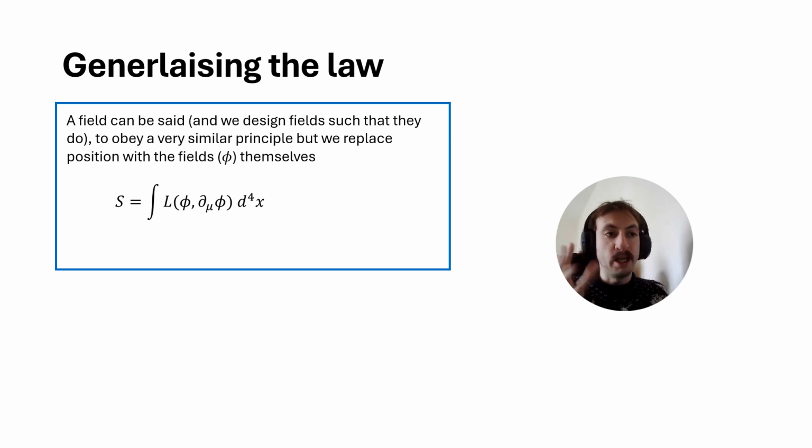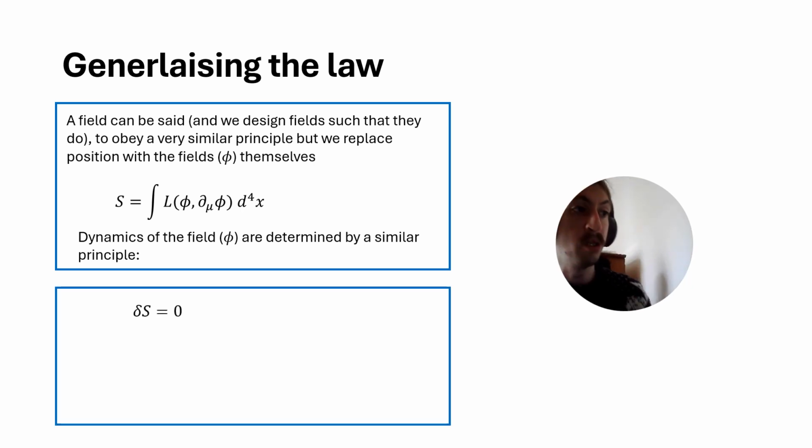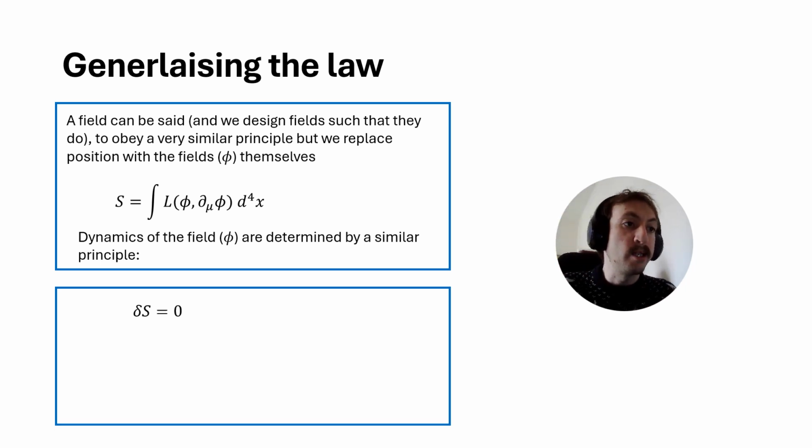Because we're dealing with fields in space-time, there are 4 derivatives of a field: the time derivative and our 3 spatial derivatives, and we use the index mu to indicate which derivative we're talking about. And the dynamics of the field can still be given by insisting that the action is minimal or maximal. The action is essentially stationary.